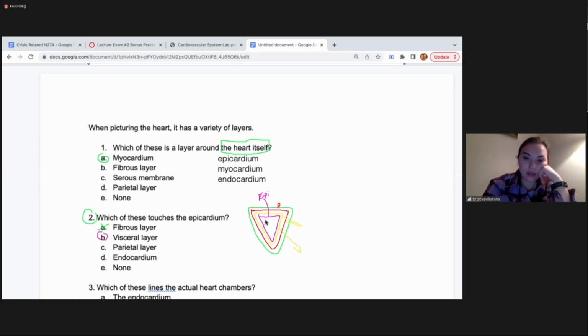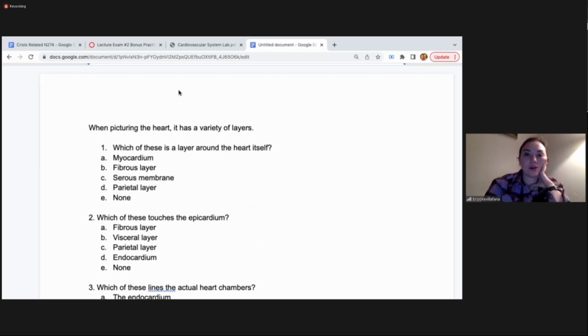And then the next thing we have would be the myocardium. And then the very last layer on the inside is that endocardium, right? Okay, so remember to go over those. They will be quite a bit on the test. Okay. All right, let's do the next one.